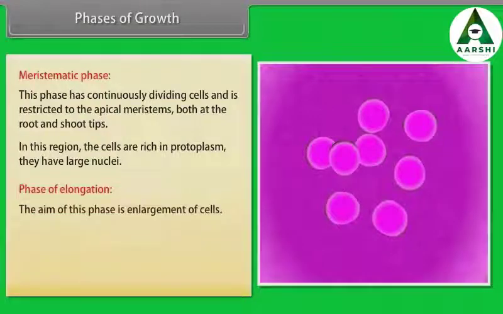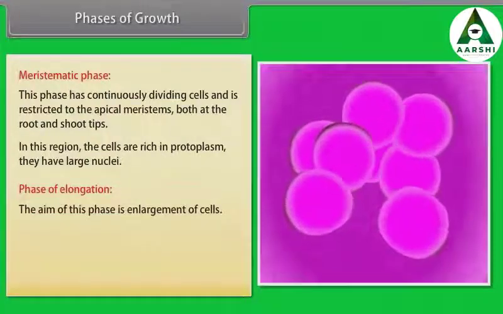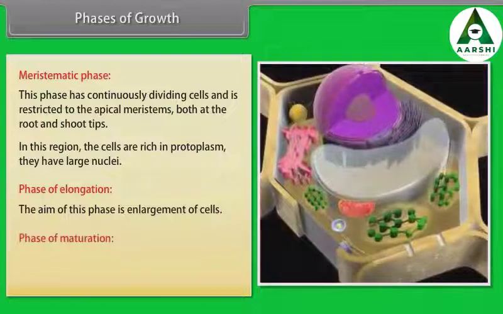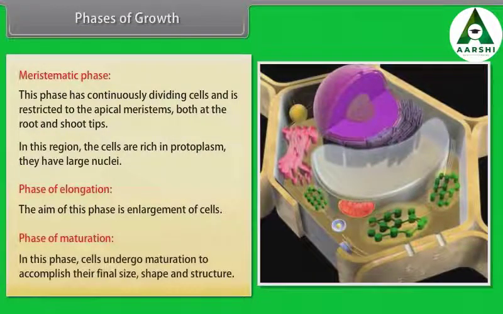Phase of elongation. The aim of this phase is enlargement of cells. Phase of maturation. In this phase, cells undergo maturation to accomplish their final size, shape, and structure.